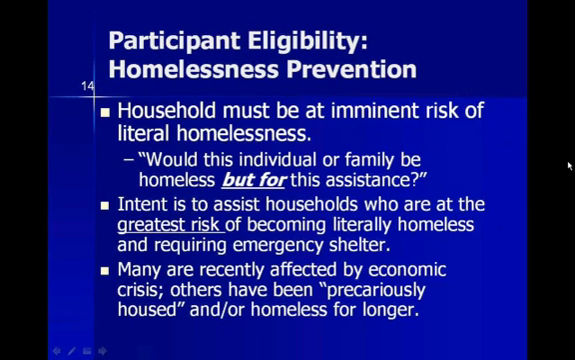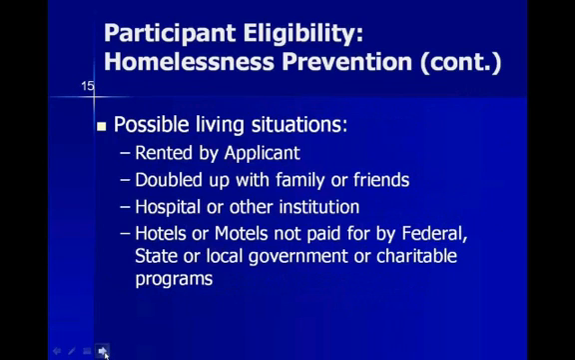So I'm going to go ahead and go to the next slide, and we'll talk a little bit more about prevention. These are just some possible living situations that may apply to participants coming to you applying for HPRP. They could be in a situation where they're renting a house or an apartment where they're living right now. They could be doubled up with family or friends. They could be in a hospital or institution. They could be in hotels or motels not paid for by federal or state government or charitable programs.